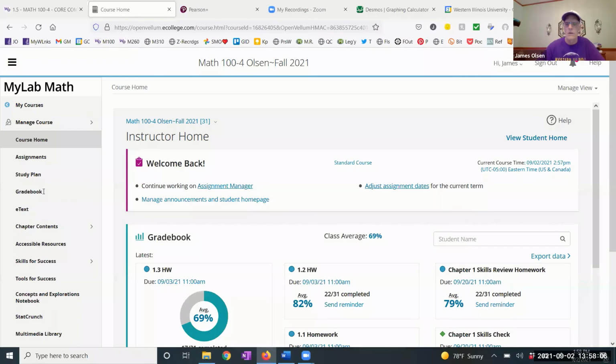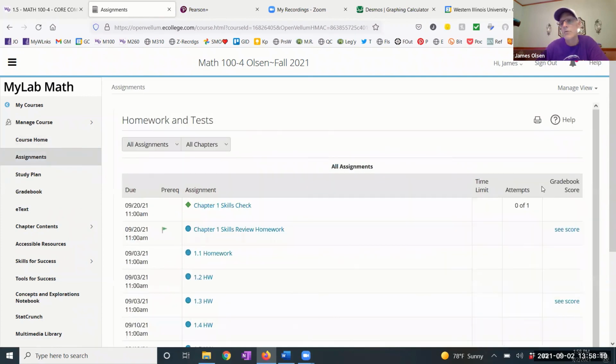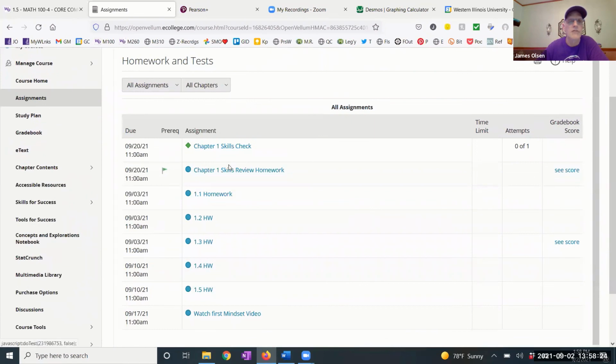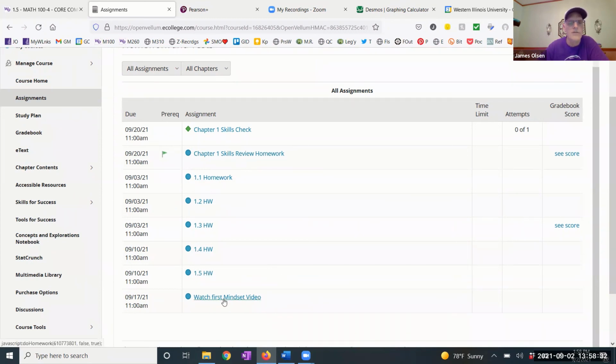So I'm going to share my screen. And we're over here at MyMathLab. The video is going to be found inside of MyMathLab. Go to assignments. And here we have the assignments, the homework. Here's the skills check, the skills review, the homework that's due this week, the homework that's due next week. And here is watch the first mindset video, and the due date is here.